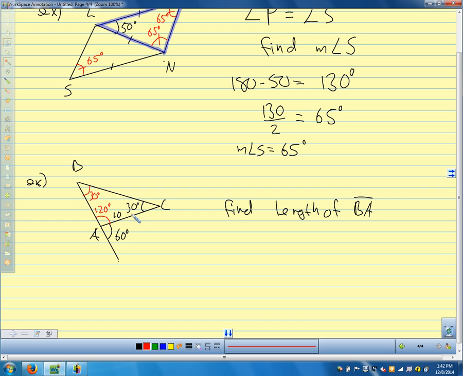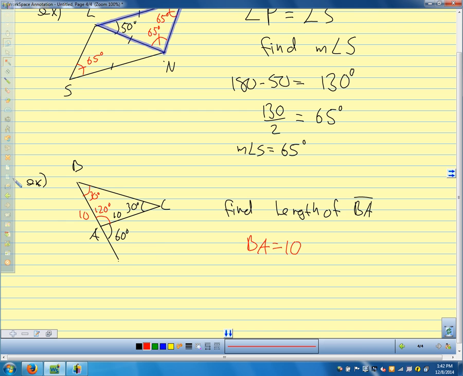Well, if those two are the same, what does that tell us about these two sides? They have to be the same. So how long is segment BA? If this one's 10, 10. So BA equals 10. So we had to use linear pair and triangle sum or linear pair or remote interior angles. So it had several steps there. And then isosceles triangles. All right, questions there?